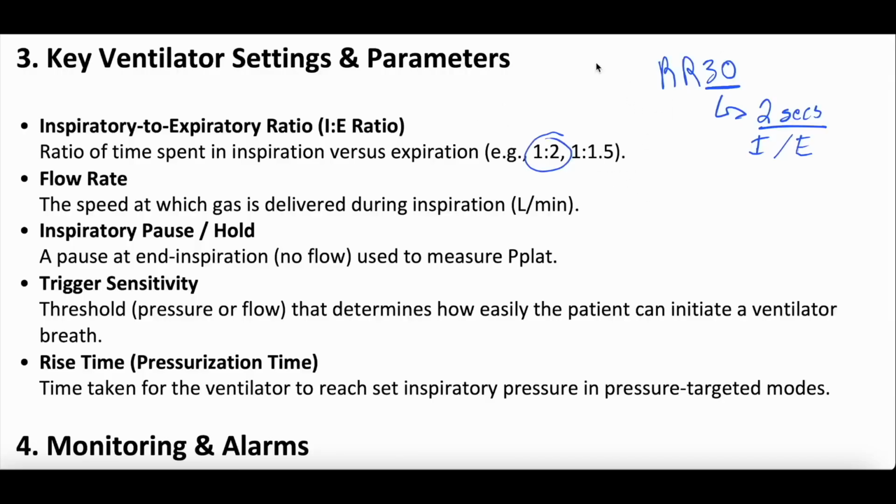So that means, let's make this easier math. If I set a respiratory rate of 20, that means let's give 20 breaths in a minute, which means there's about 3 seconds per breath.